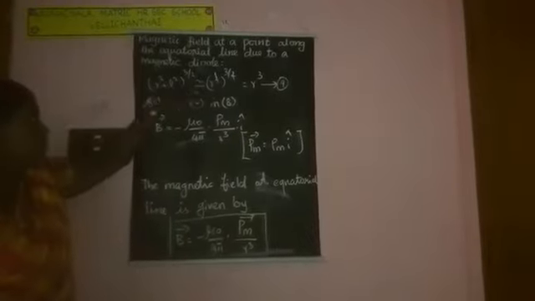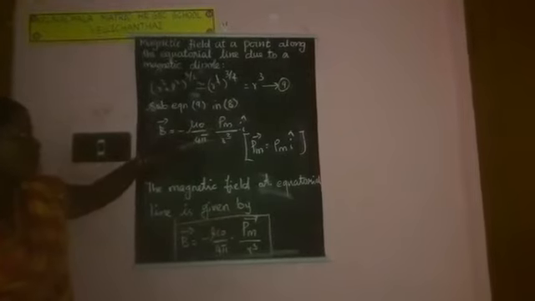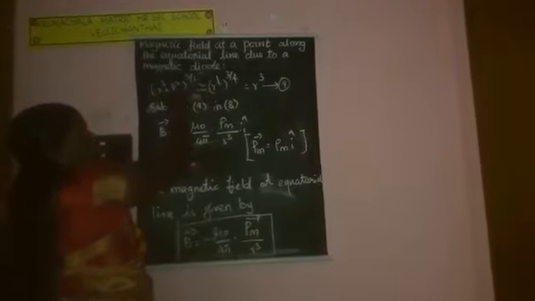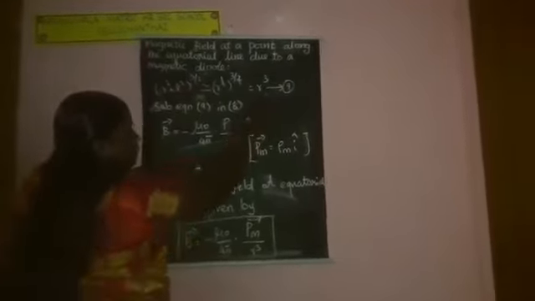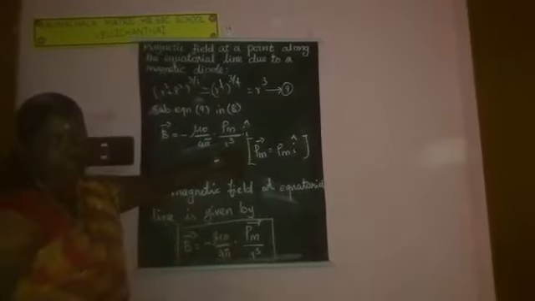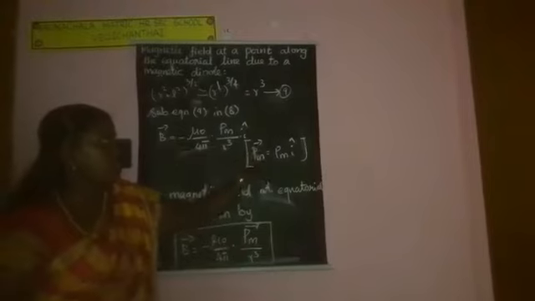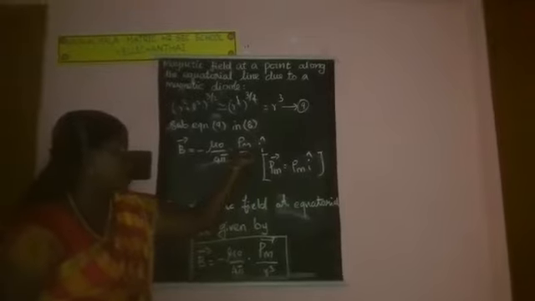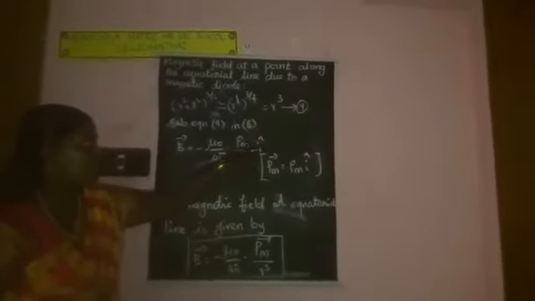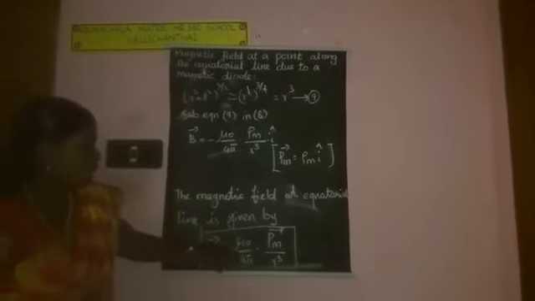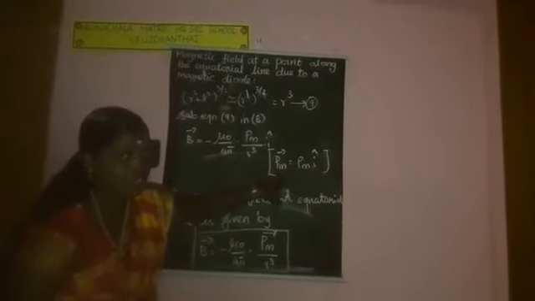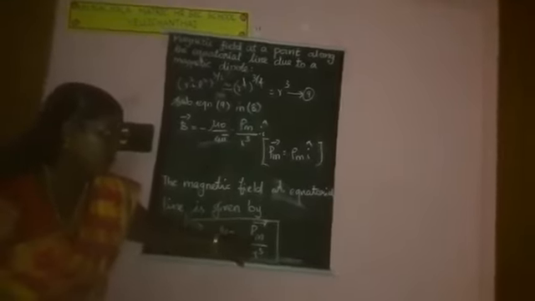Now we got this R cube value. That value you have to substitute in equation number 8. In the 8th equation, B vector equals minus mu naught by 4 pi into Pm divided by this value, which is R cube, into I cap. The dipole moment formula is Pm vector equals Pm I cap. Already Pm I cap is here, so you have to note it as Pm vector. So B vector equals minus mu naught by 4 pi into Pm vector divided by R cube.